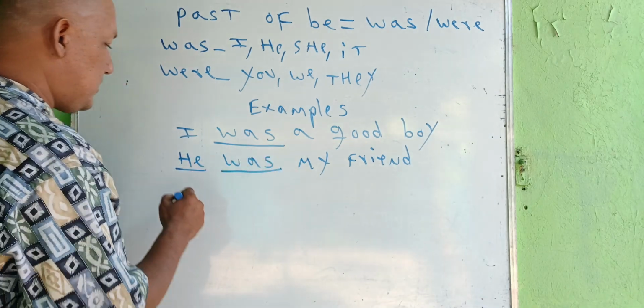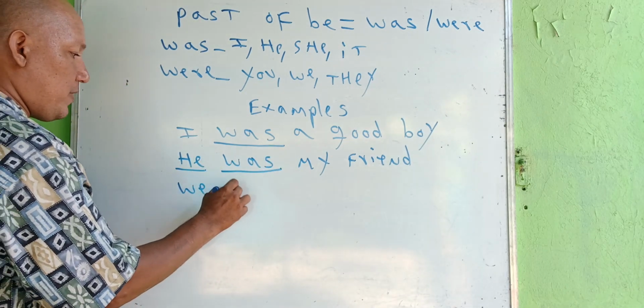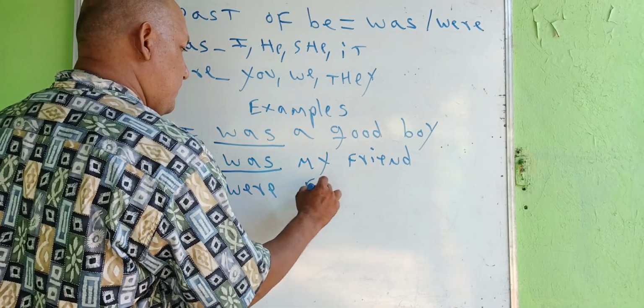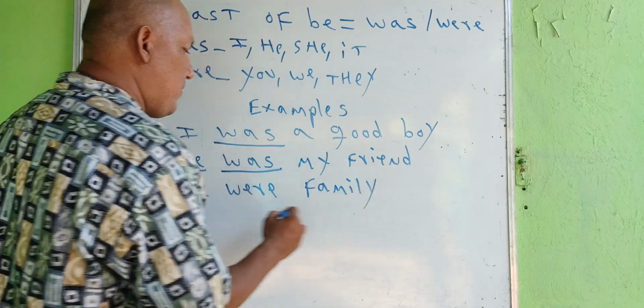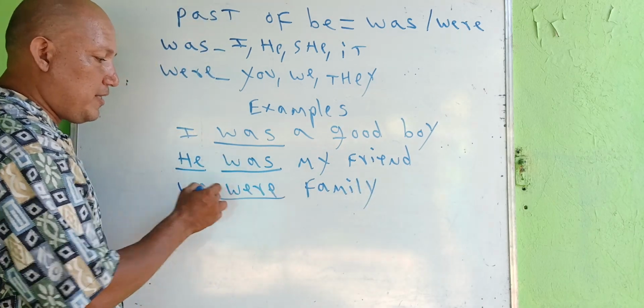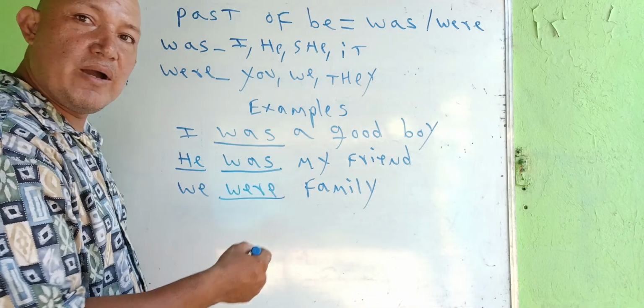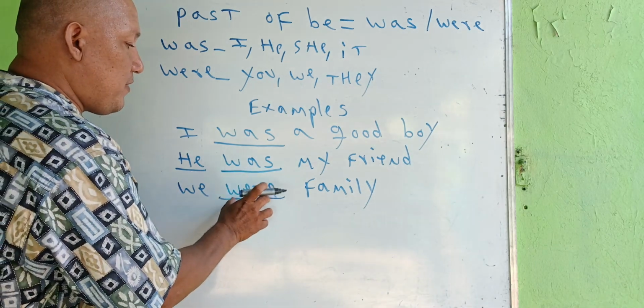Another example, we were family. As you can see here, why did I write were here? Because I'm referring to we. The correct form of be in simple past is were.